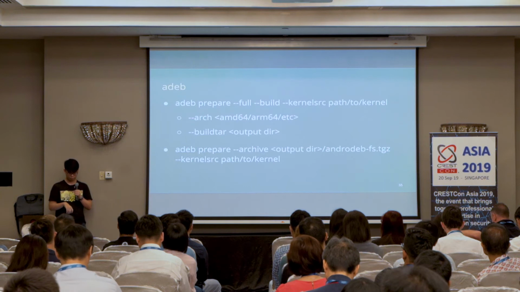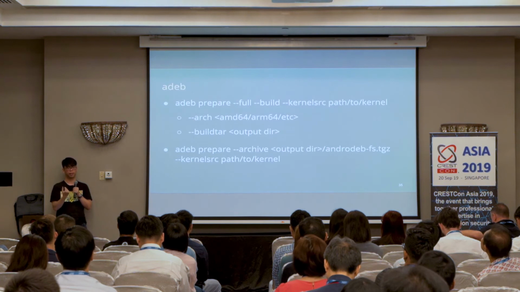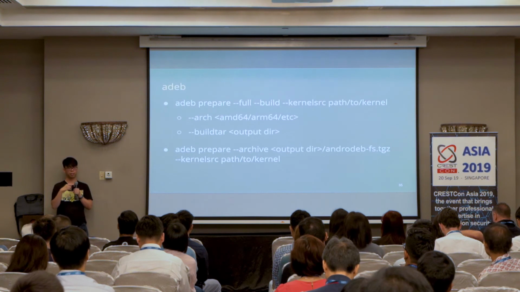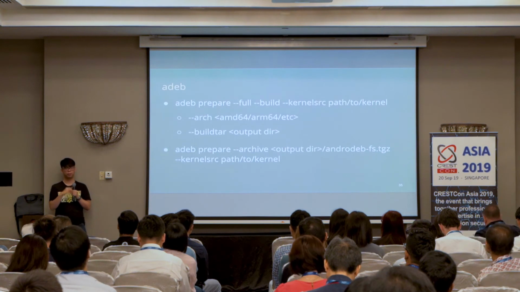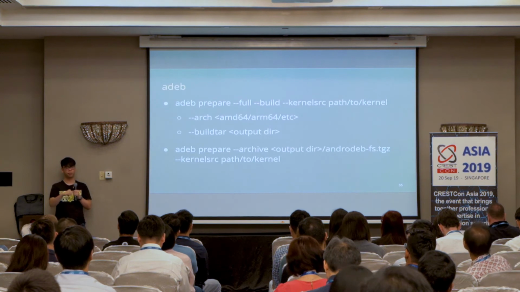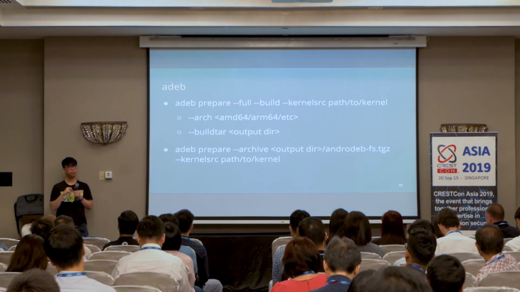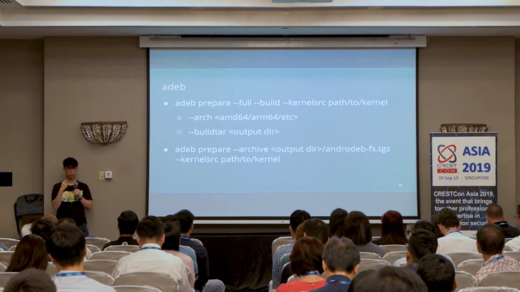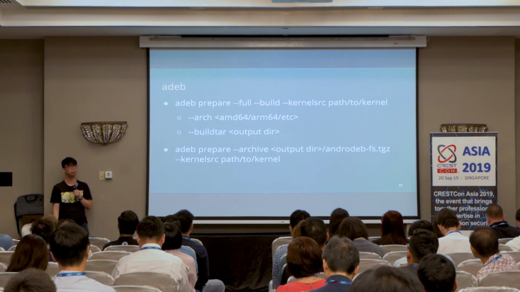kernel source tree. There are a few different useful flags, such as the --arch flag, which will allow you to specify the architecture that your device is running on. So x86, AMD 64, ARM 64, you will need to pass in a different flag. This process will take probably 5 to 10 minutes to run, to build everything. If you want to save that output, you can use the build tar flag to save it into a gzip file. If you have already prepared a Debian environment, you can use the second command, the --archive parameter, to pass in the pre-built file system.